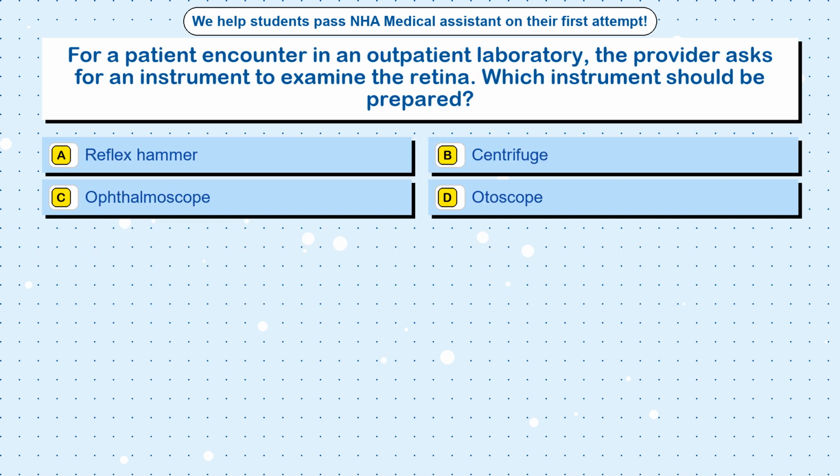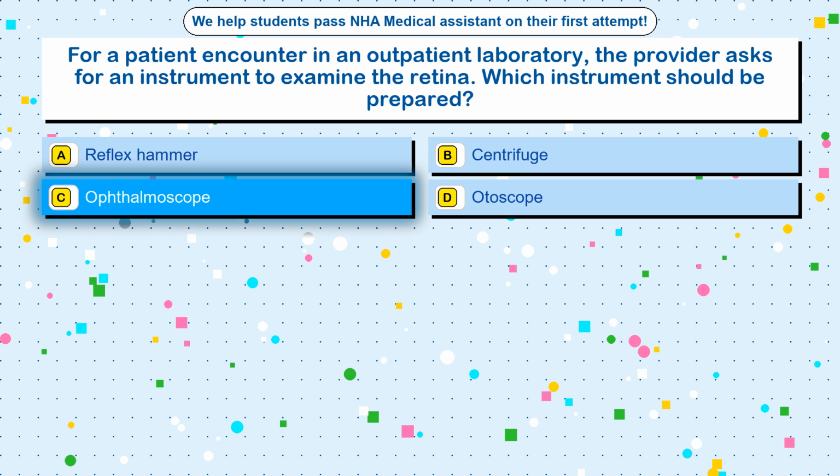Question 25. For a patient encounter in an outpatient laboratory, the provider asks for an instrument to examine the retina. Which instrument should be prepared? Option A, reflex hammer. Option B, centrifuge. Option C, ophthalmoscope. Option D, otoscope. The correct answer is option C, ophthalmoscope.